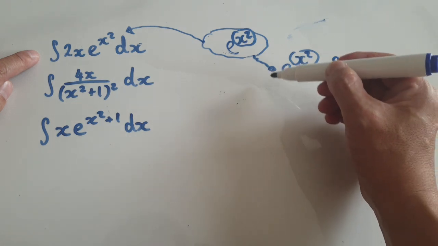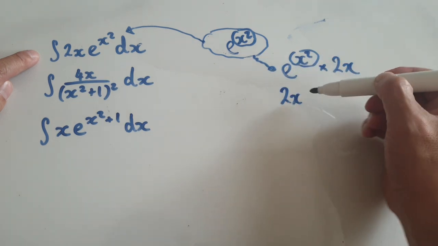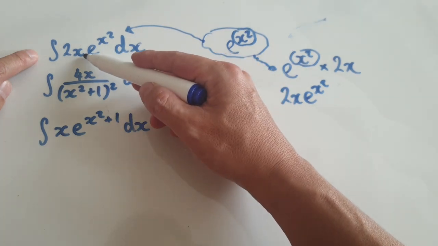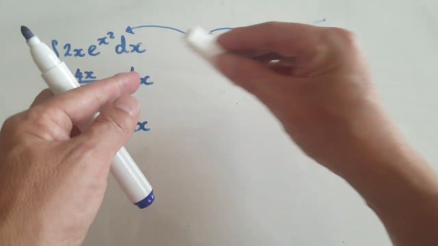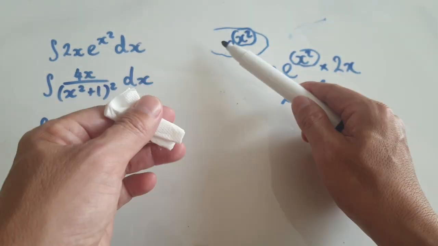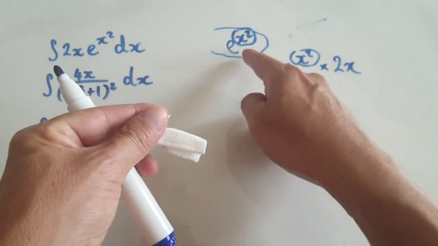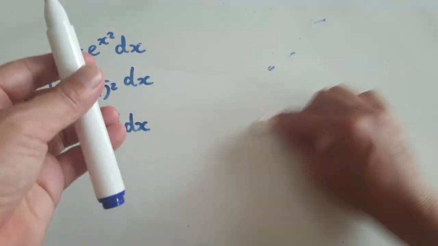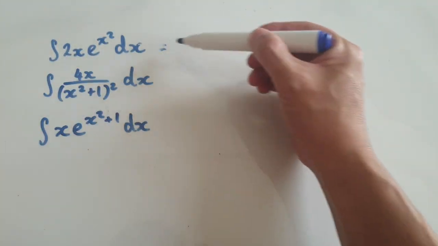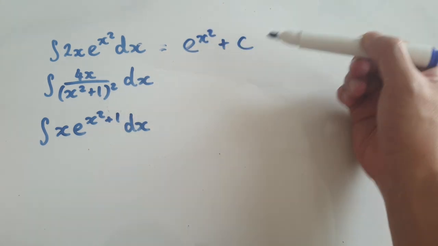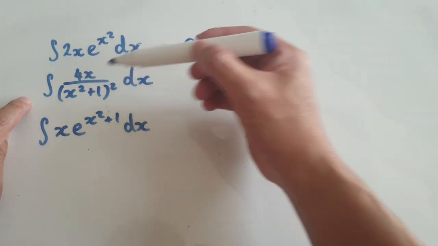So now tidy this up. When you differentiate it, it gives you 2x e to the power of x squared, which is exactly the same as this. So the answer to this is e to the power of x squared, because when you differentiate it, it gives you the exact same thing. So the answer would be e to the power of x squared plus c. That's your answer. Now let's look at this thing here.